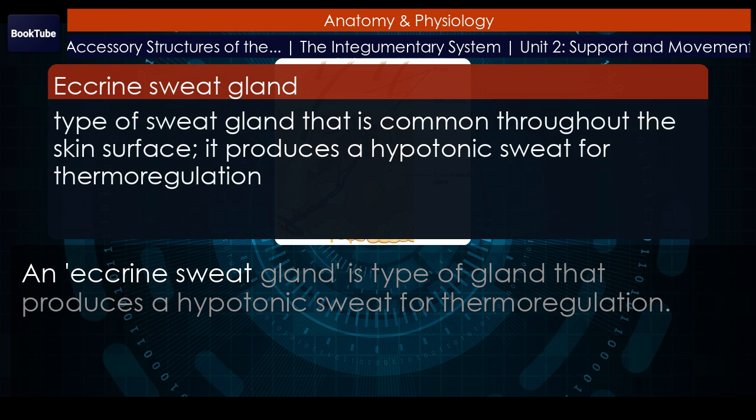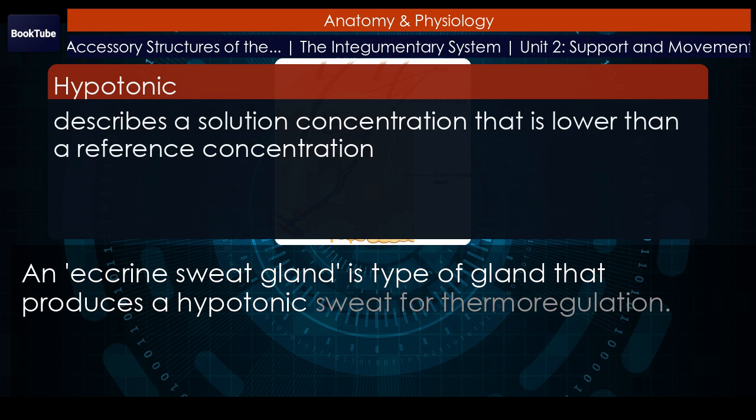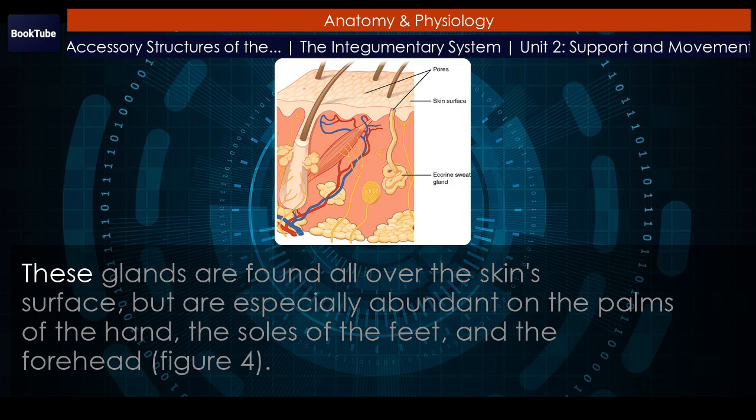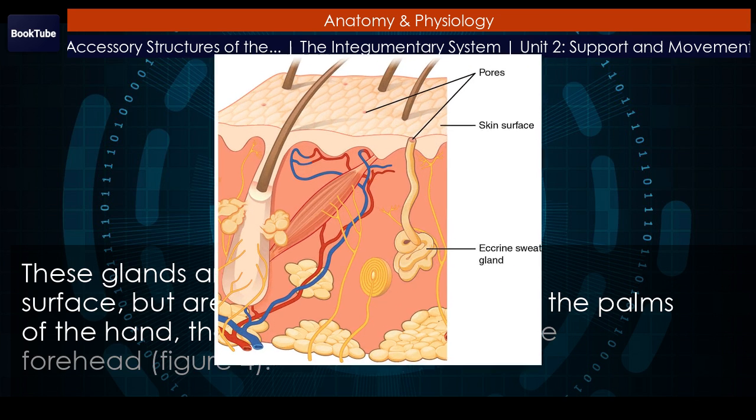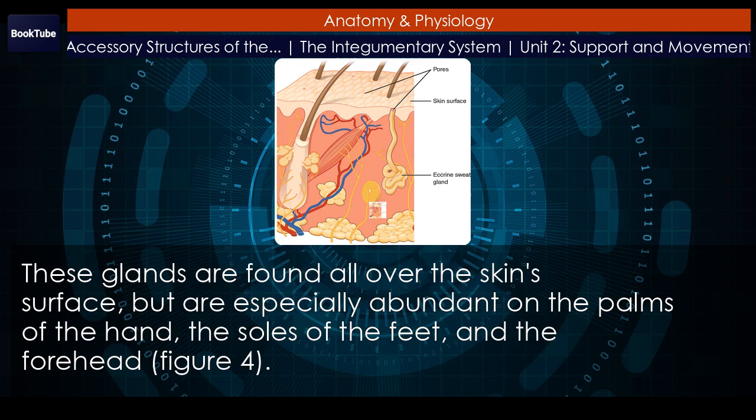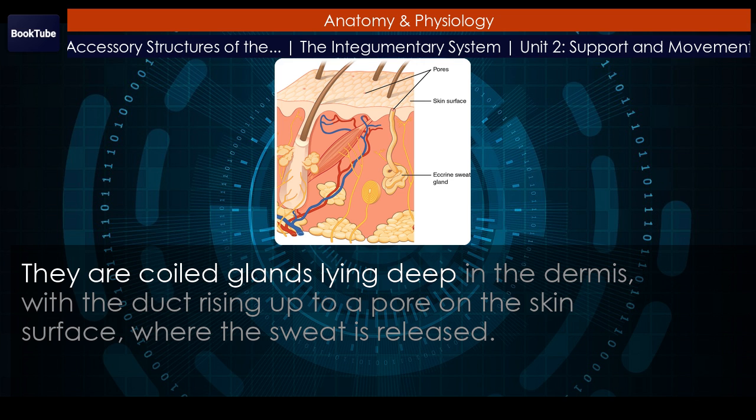An eccrine sweat gland is a type of gland that produces a hypotonic sweat for thermoregulation. These glands are found all over the skin's surface, but are especially abundant on the palms of the hand, the soles of the feet, and the forehead. Figure 4. They are coiled glands lying deep in the dermis, with the duct rising up to a pore on the skin surface, where the sweat is released.